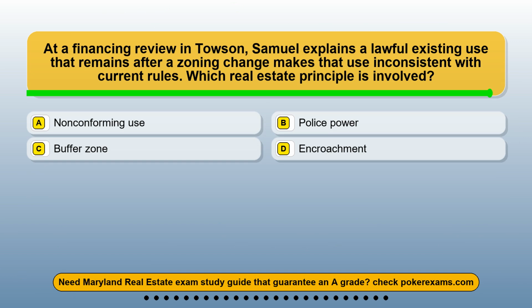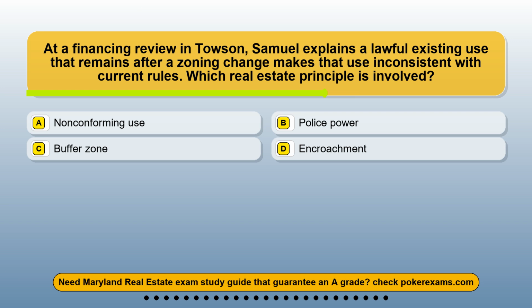Question 2. At a financing review in Towson, Samuel explains a lawful existing use that remains after a zoning change makes that use inconsistent with current rules. Which real estate principle is involved? Option A, nonconforming use. Option B, police power. Option C, buffer zone. Option D, encroachment.